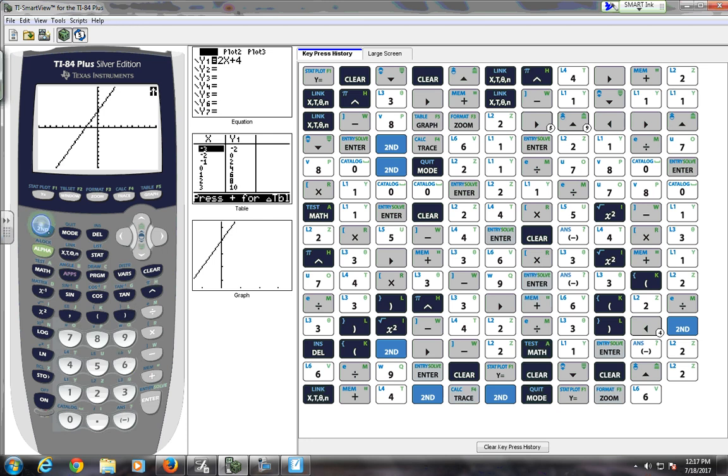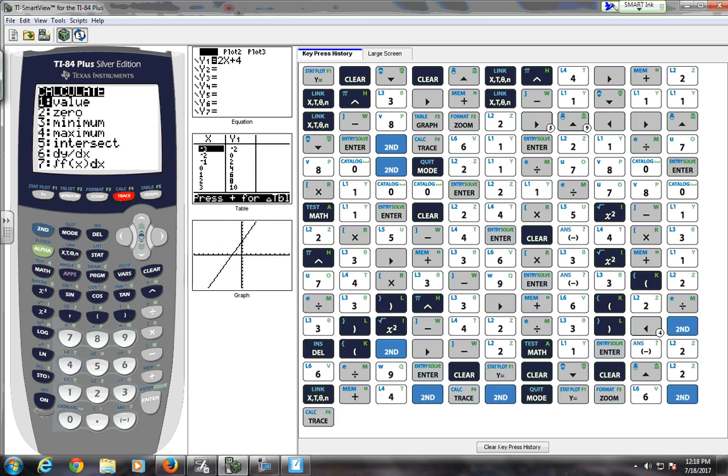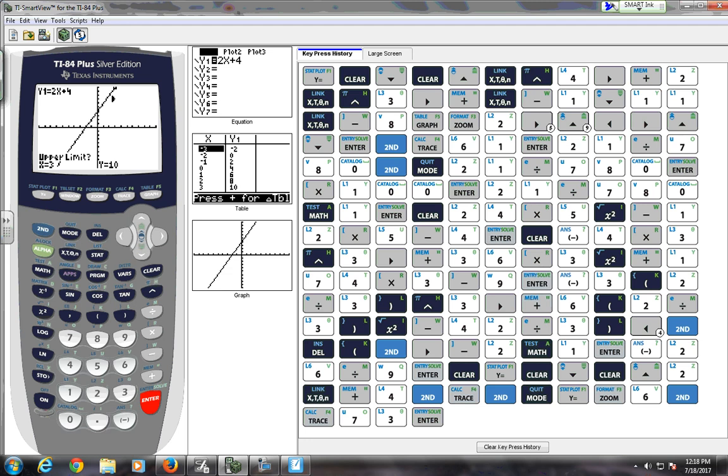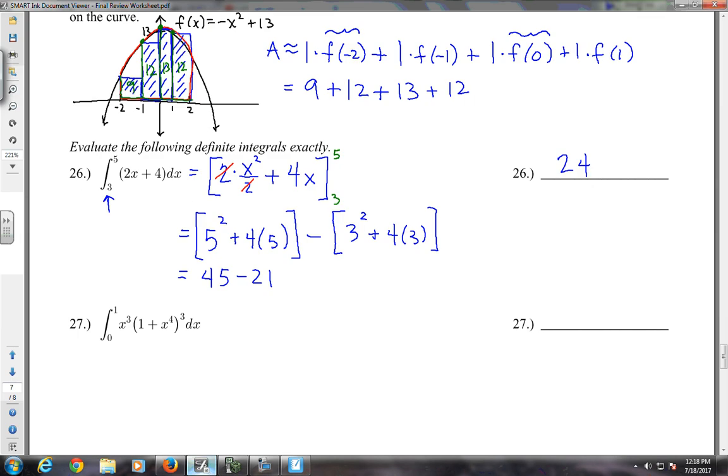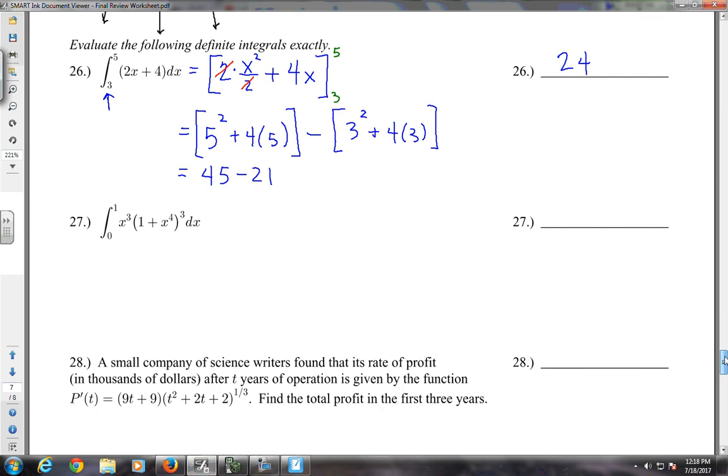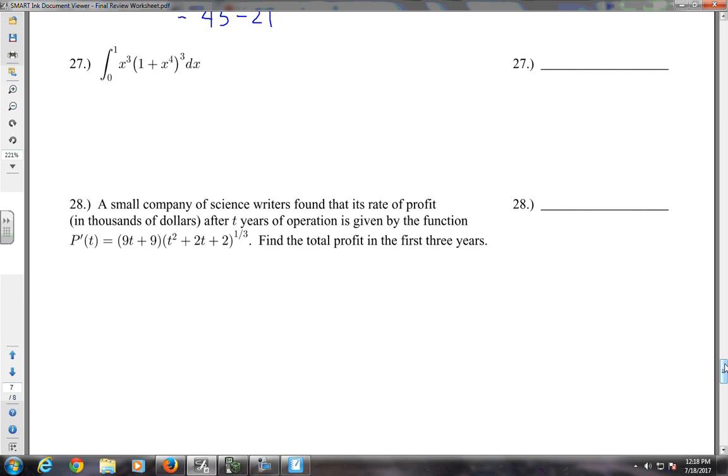Start the process over. Second, calculate. Number 7, integral. The lower limit is 3. Enter. The upper limit is 5. Enter. This is calculating the exact area between the curve and the x-axis. And notice this, it tells us 24. Isn't that awesome? See, so you are rewarded for working through these videos. You can check your work using your calculator on the final exam before I check it.